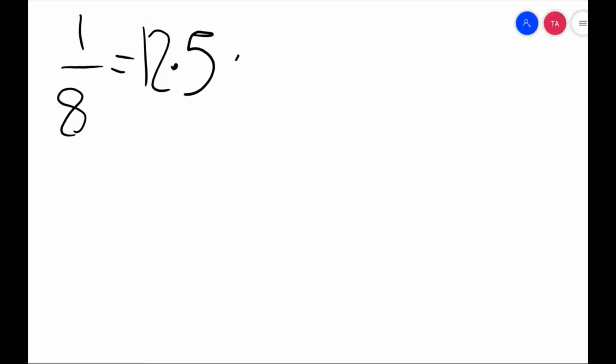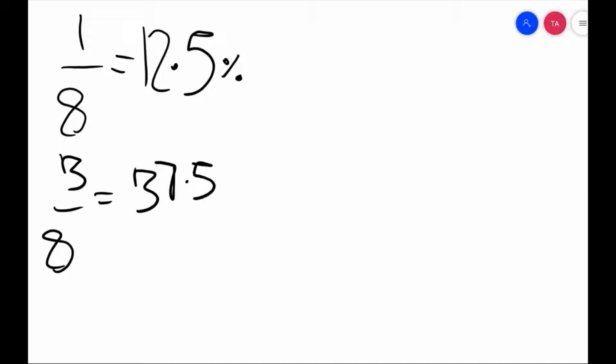Next, we have the common fractions to percentages. These fractions come up a lot, and it might be required for you to change them into a percent. So 1/8 is 12.5%, 3/8 is 37.5%.